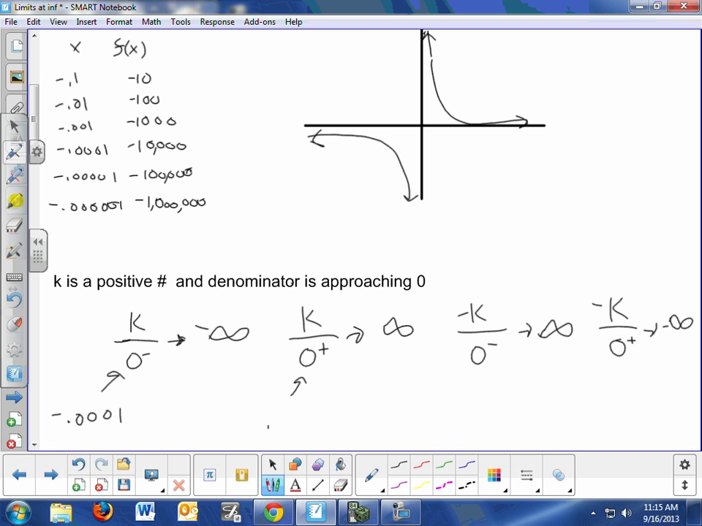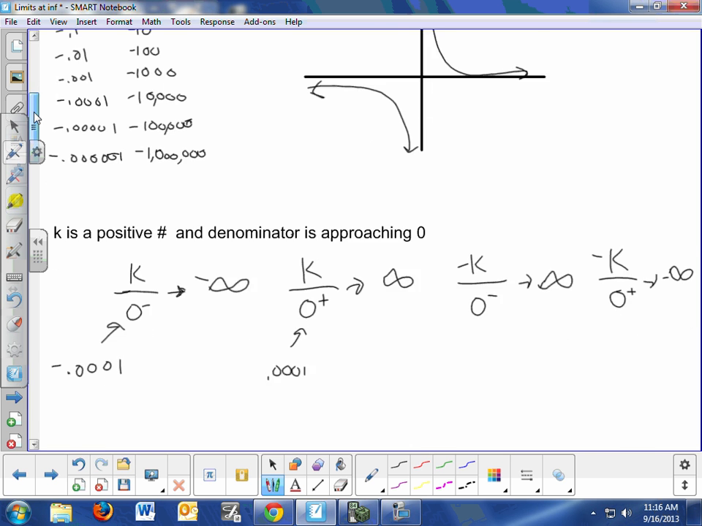It's also important to know what it means to be 0 from the right. That's a number that's positive, but really, really small. Does everybody understand these concepts? Anything divided by something infinitesimally small is really, really big. So that's important to know.